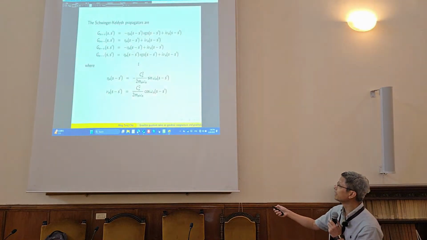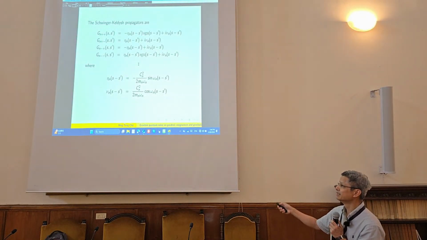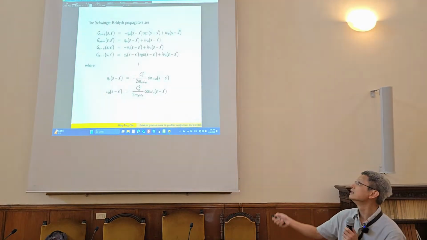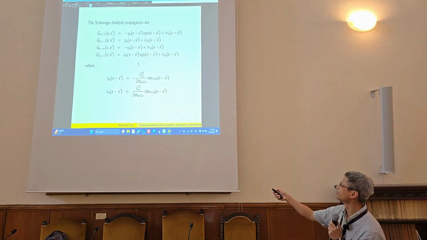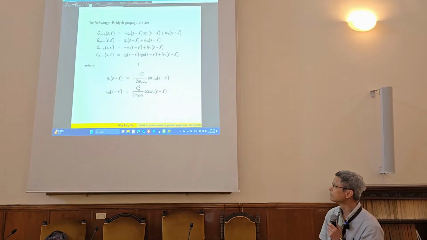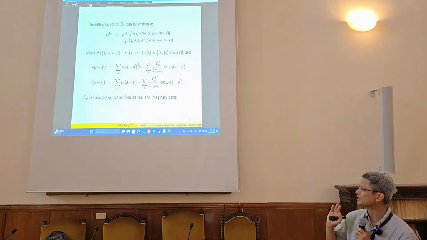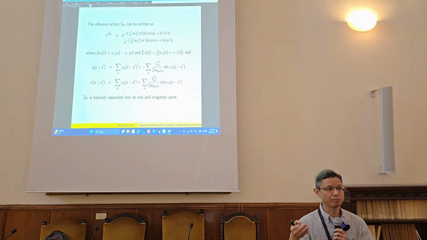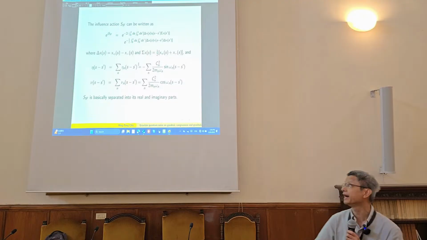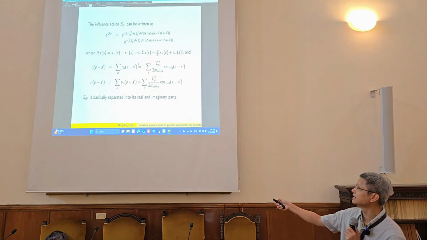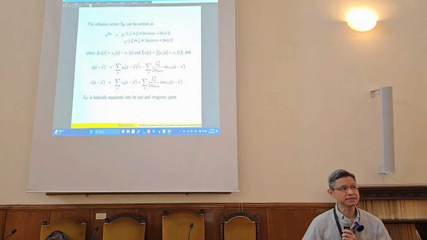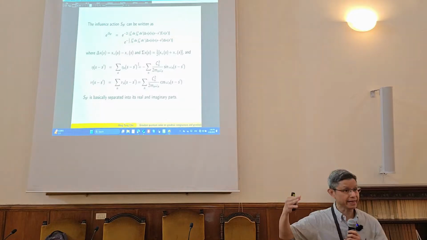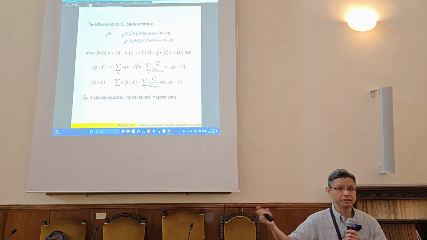So in this simple model, these propagators can be calculated completely. I'm not going to go into the details, but the structure of the influence action becomes more apparent if you define the difference of x plus and x minus as delta x, and also the average of the two. Then you can see that the influence action separates into a real and an imaginary part, because the Green's function itself separates into a real and imaginary part.